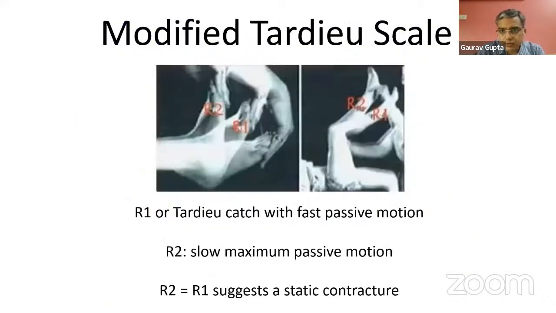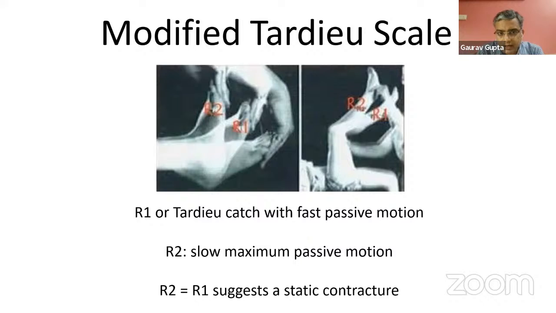I personally use Tardieu scale. Here what we do is we try to move the joint. First, we do fast passive motion. For example, in an ankle, we try to do dorsiflexion first rapidly, and the first catch we feel, we measure the angle from the couch. That is known as R1. After that, we do slow passive motion for the complete range. And the second catch is known as R2. So we measure that angle also from the couch.